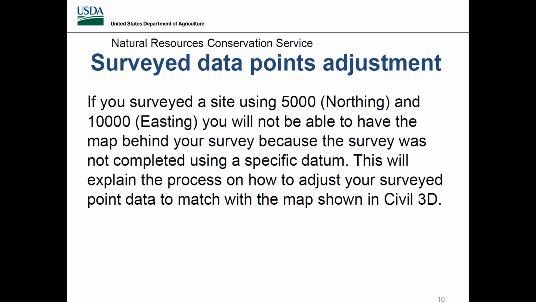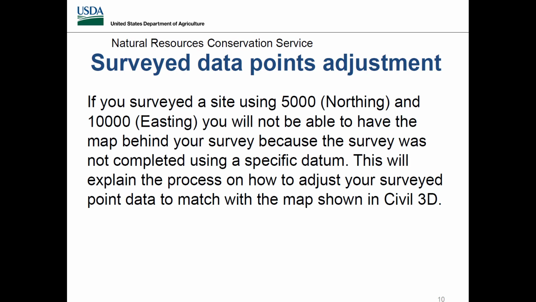So most of us that do surveys and don't have access to GPS, most of the time you're used to using 5,000 northing and 10,000 easting. And you will not have a map behind that survey because a survey was not completed in a specific datum. This process will go over how you take those points and move them to a location that's geospatially referenced, close enough to where you're using that photo in the background.